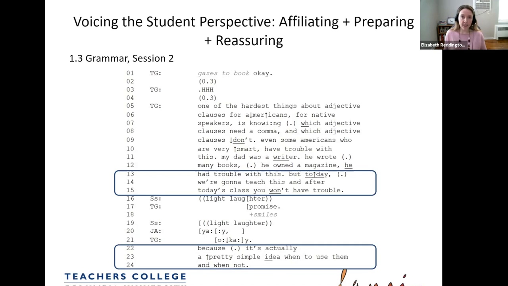Voicing the student perspective initially and playing up that challenge ultimately contributes, I think, to creating kind of a sense of intrigue around this topic. It's as if the teacher is about to let students in on a secret that they need to pay close attention to. So in articulating both a potential student perspective on topic difficulty, and in this case, a counter perspective, the teacher is able to both affiliate with students and promote their engagement in spite of those acknowledged difficulties.